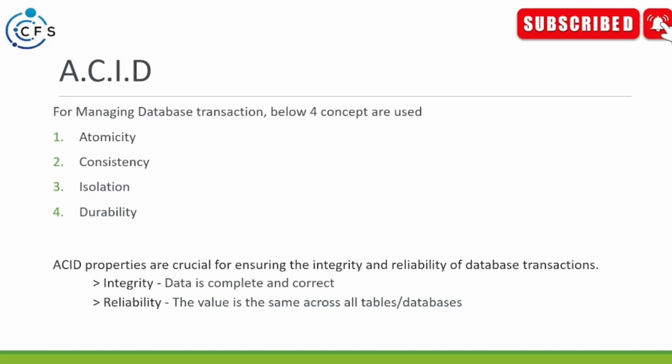So the whole purpose of ACID, why ACID comes, is because at the database level there are different transactions that we deal with, but at the end of a transaction or during a transaction we have to make sure of two things. First one is integrity and second one is reliability. In integrity we check that my data is complete and correct, because once any transaction is started, the transaction should be complete, and as a result my data should be complete and accurate.